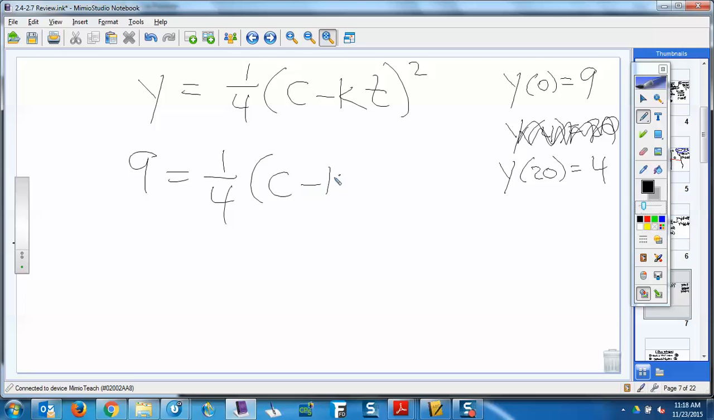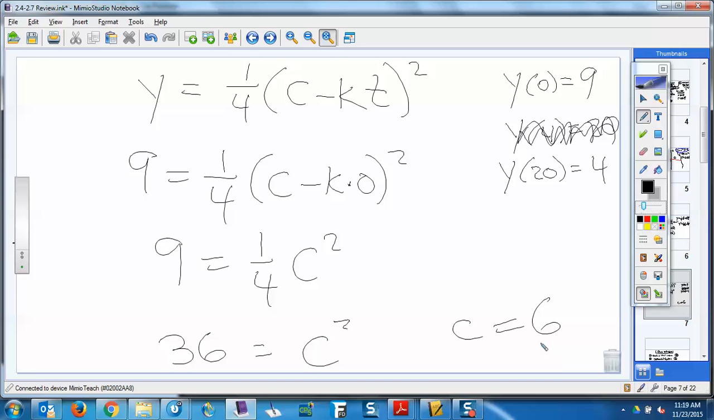We put a 0 there. And we solve. So we get, well, that's just 0. So this is 9 equals 1/4 c squared. So c squared is 36.